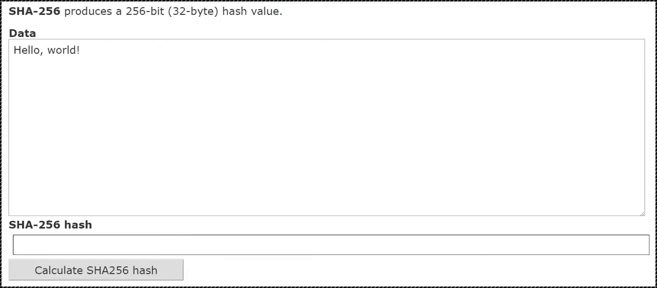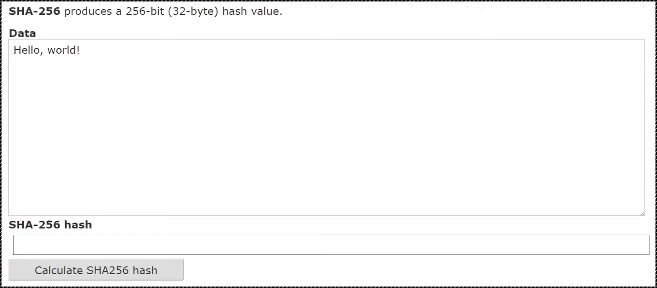Cryptographic hash functions take inputs of arbitrary length and produce digests, or outputs, of a fixed length. An ideal hashing function has three main properties. First, it is extremely easy to produce a hash or digest for any given piece of data.